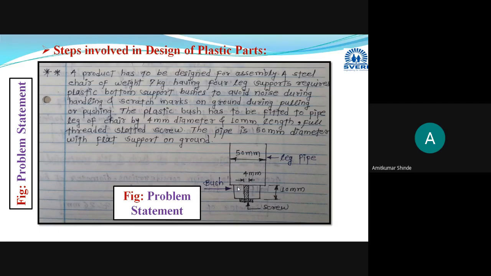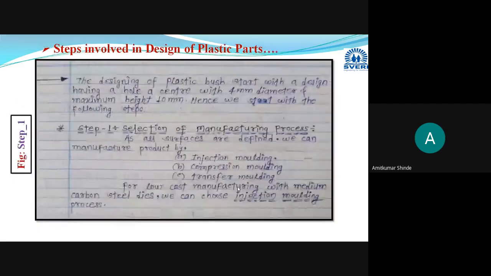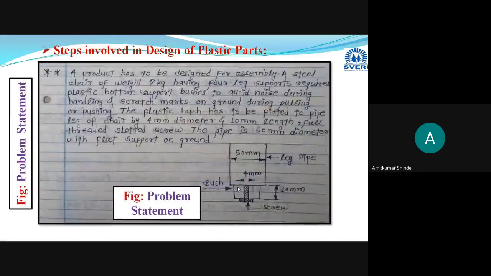I will move toward the next slide. Now first try to remember that one steel chair is there. The weight of that chair is 7 kg. It has four legs, and for each leg we are going to design or provide the bush at the bottom, to avoid the friction during handling, as there will be friction between the chair leg and the ground.